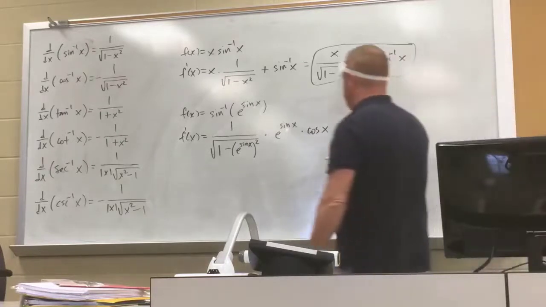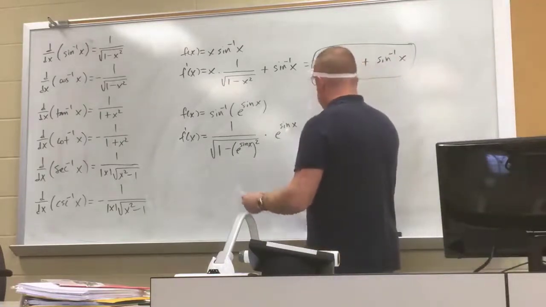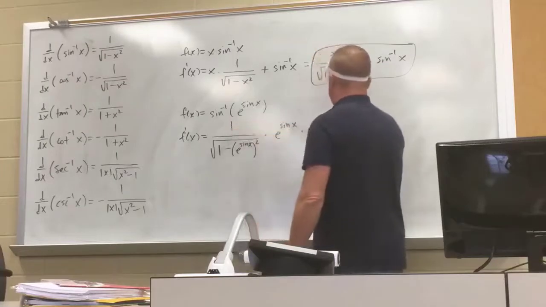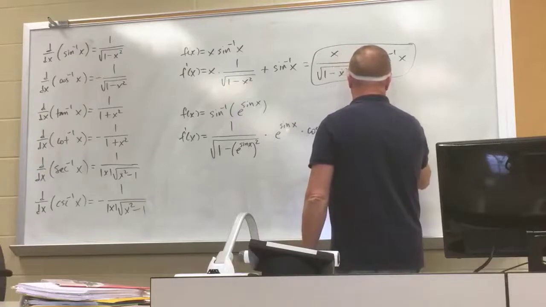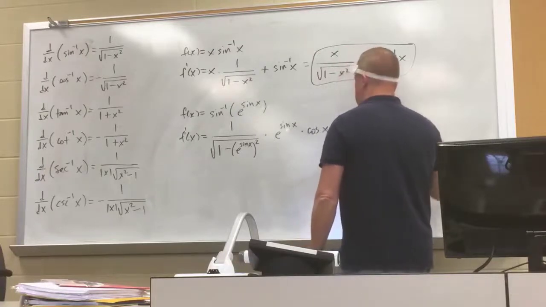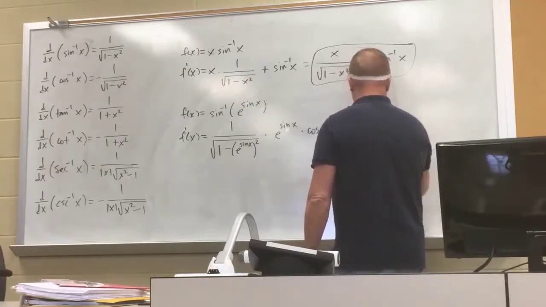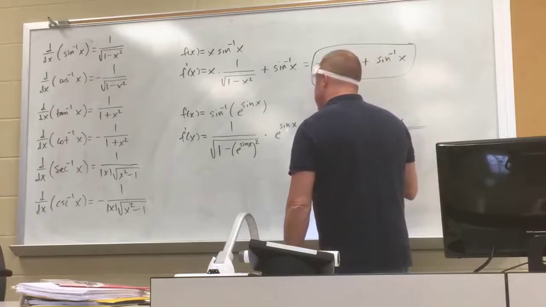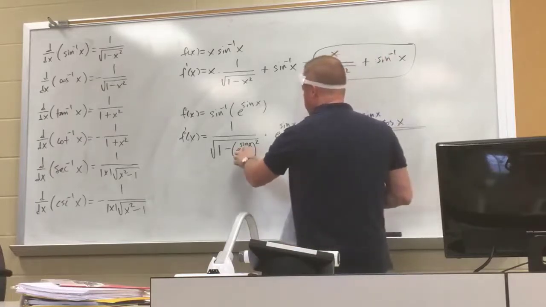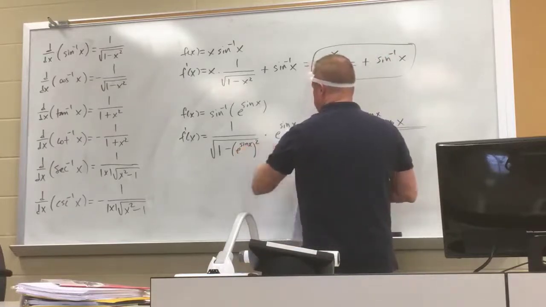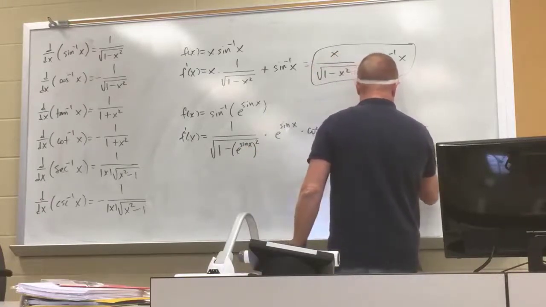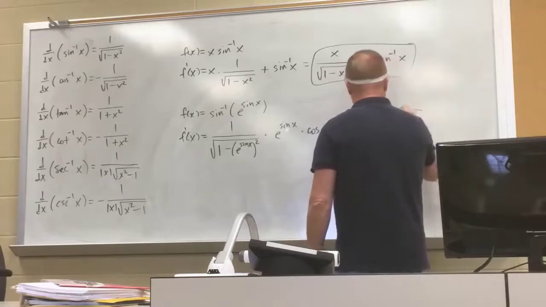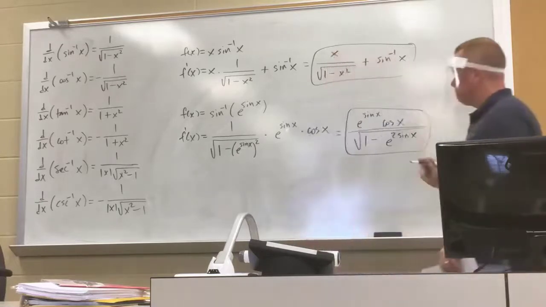All right, so all I did to reduce that is just move this up here on the top. So my answer then, e to the sine x times cosine x over square root 1 minus, and if you've got a power raised to a power, you just multiply, so that would be e to the 2 sine x power.